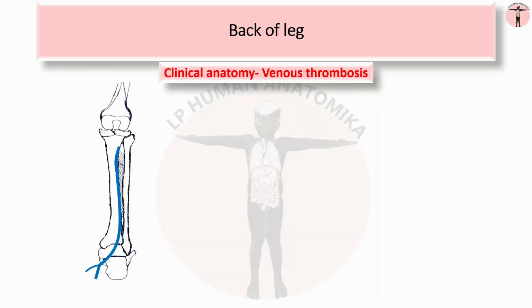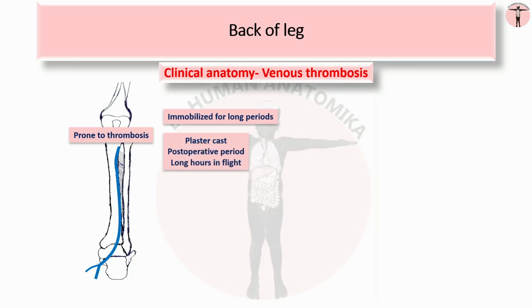Now coming to the clinical anatomy, let us look into some of the clinical aspects. Deep vein thrombosis and long distance air travel. Deep veins of the leg are very important since they are prone to thrombosis. People whose lower limb is immobilized for a long time, like in a plaster cast or the post-operative period, or passengers who sit immobile for long hours in flights, are very prone to deep vein thrombosis in the legs.